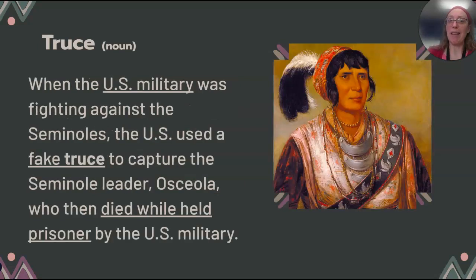And the one you'll read about in the textbook is the truce that was used by the United States government to capture the man pictured here, Osceola. When the U.S. military was fighting against the Seminole Indians in Florida, the U.S. used a fake truce to capture the Seminole leader Osceola, who then died while held prisoner by the U.S. military.